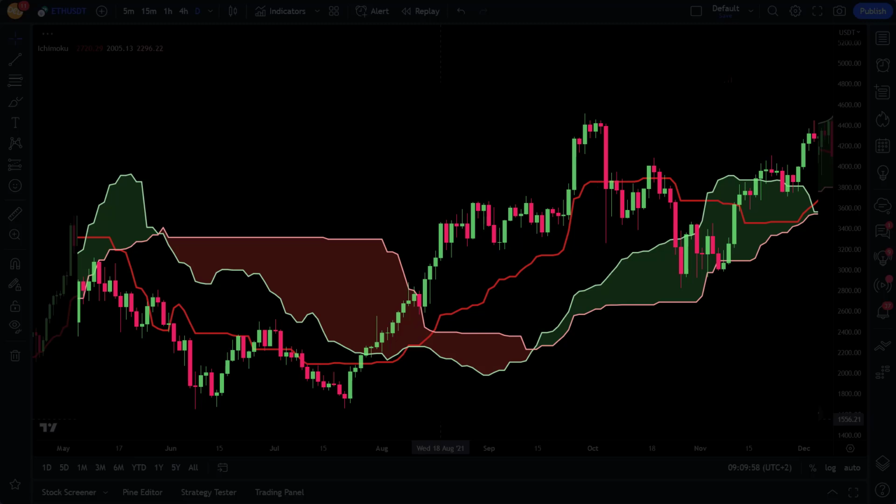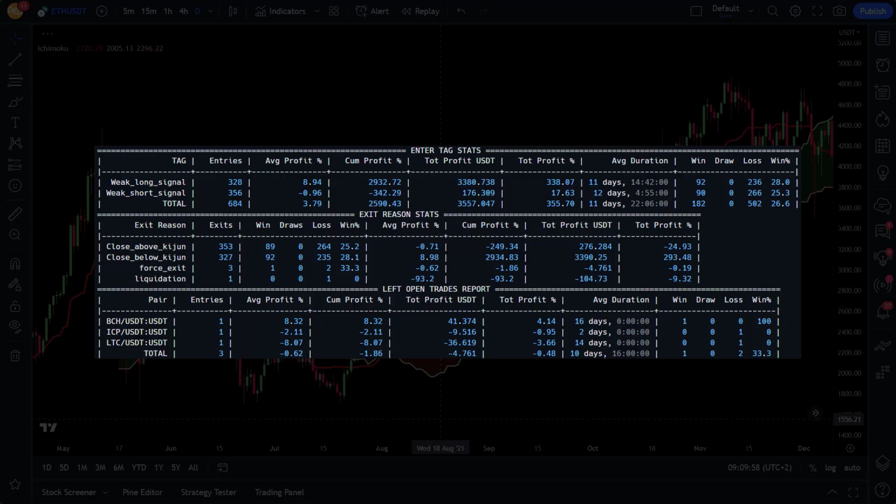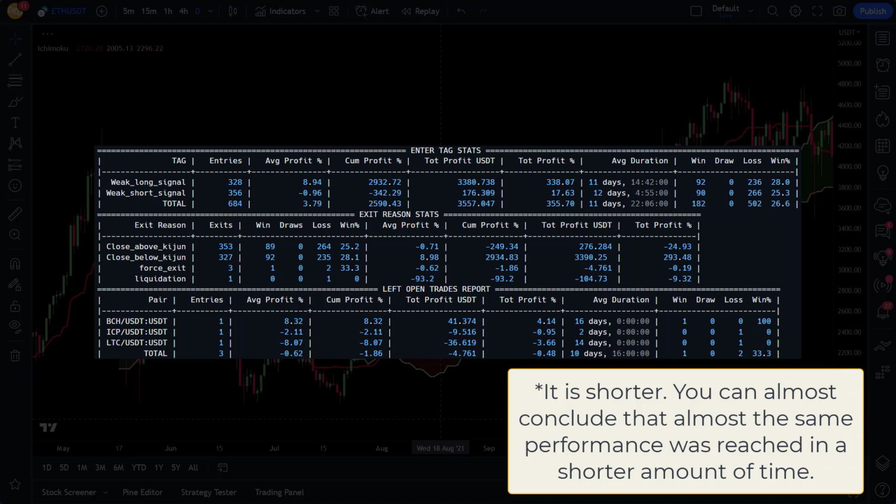And looking at the enter and exit statistics, we can see here that there are almost as many long trades as short trades, 553 and 327. And both directions had between 25 and 30% win rates. And this is comparable with the spot trading only variant. And again, remember that the futures time period is not 100% comparable with the spot period.